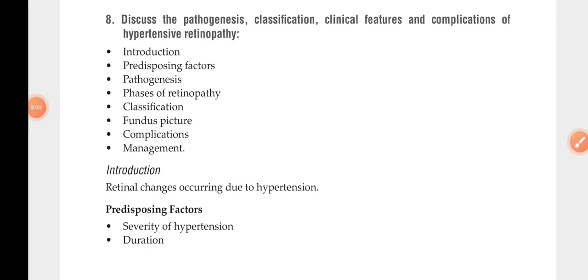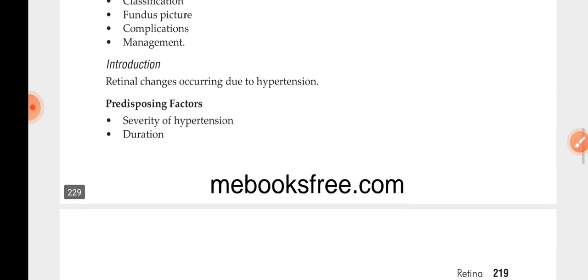Hello guys, today's question is to discuss the pathogenesis, classification, clinical features, and complications of hypertensive retinopathy. We have divided hypertensive retinopathy into introduction, predisposing factors, pathogenesis, phases of retinopathy, classification, fundus picture, complications and management. Now, starting with the introduction of hypertensive retinopathy.